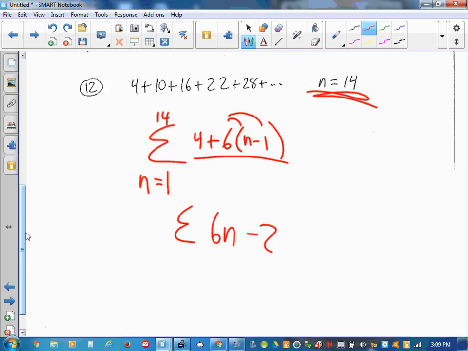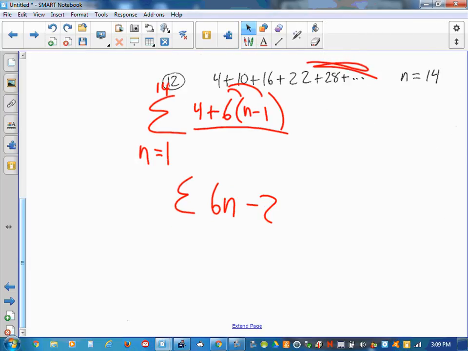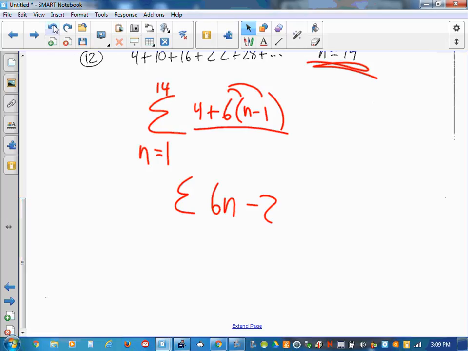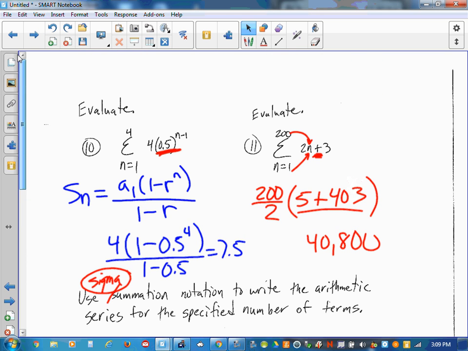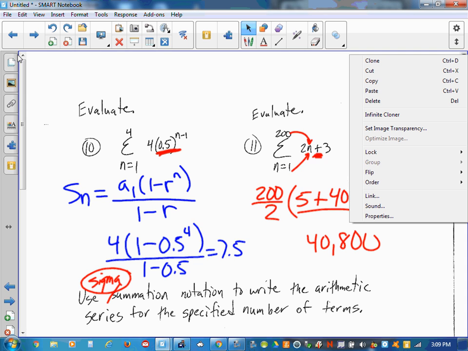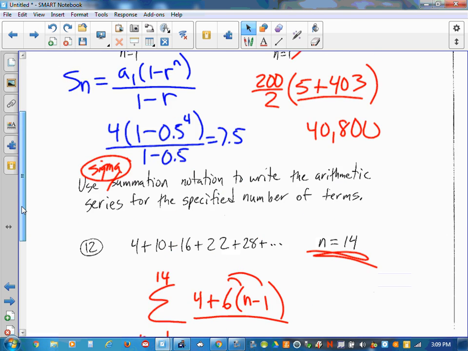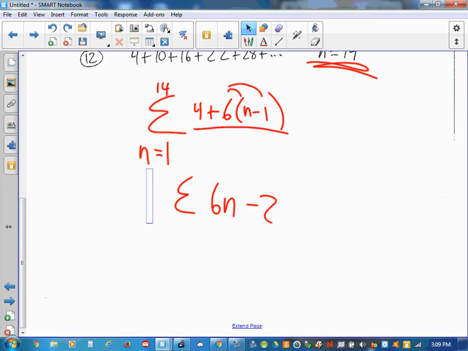And then summation, let me give it a little more space here. Whoa, I did not want to do that. The page is moving on me, so you're going to have to hold on for a second. Click on this, boom, lock into place. Okay, now I can grab it and it won't move. So I'm going to take this, move it down a little bit. Now we can see it better.